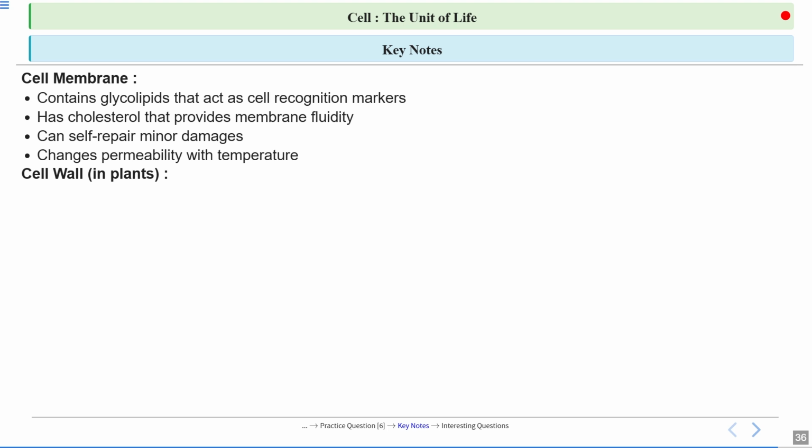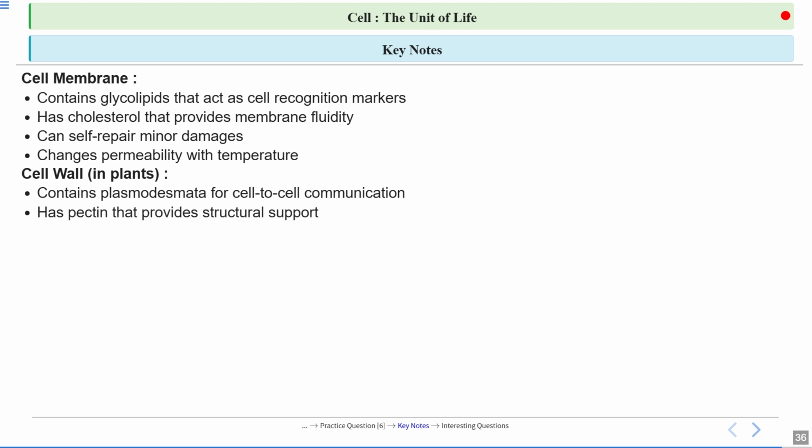Now, the cell wall in case of plants. So plants consist of a cell wall and contain plasmodesmata for cell-to-cell communication. So cell-to-cell communication is possible with the help of plasmodesmata. It has pectin that provides structural support as well. It shows primary and secondary layering. It also self-regenerates when damaged.